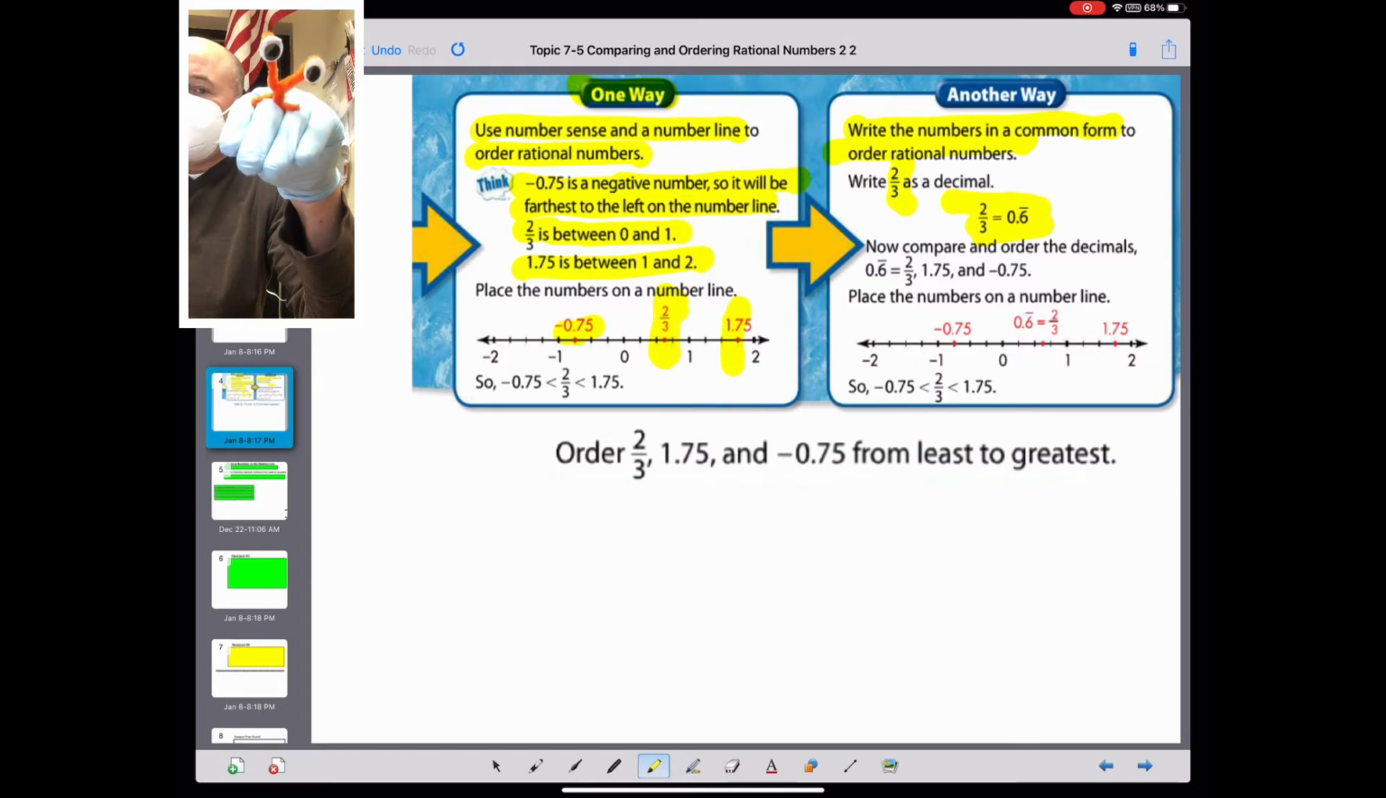Can we start back up now? Good. Now compare and order the decimals. The decimal 0.6 repeating is equal to 2/3. And 1 and 75 hundredths, and you have a negative 75 hundredths, can now be ordered. So when you look at it, the negative 75 hundredths is still furthest left, and then the converted 2/3 is a positive 0.6, so it's still right there in between 0 and 1, and then the positive 1 and 75 hundredths is farthest to the right, so it's the greatest.